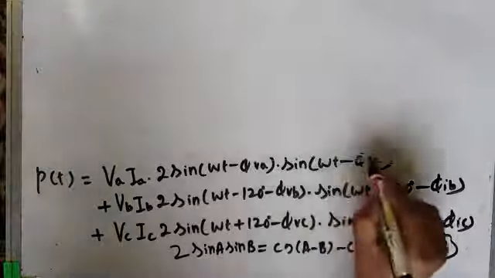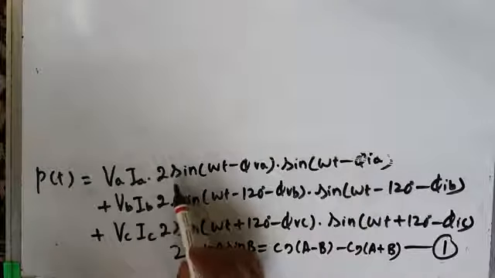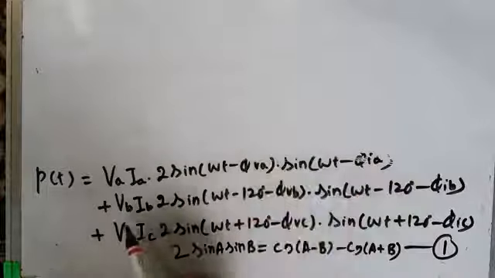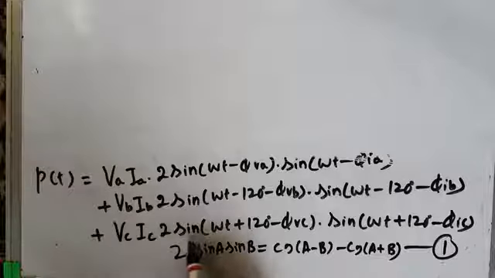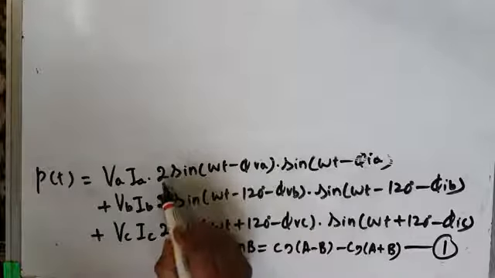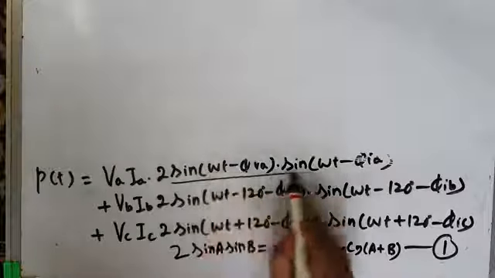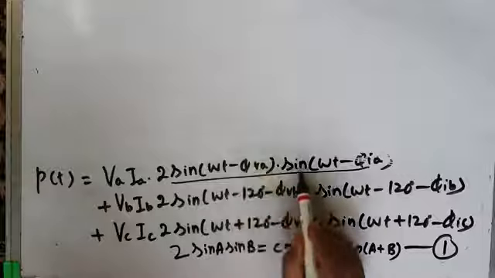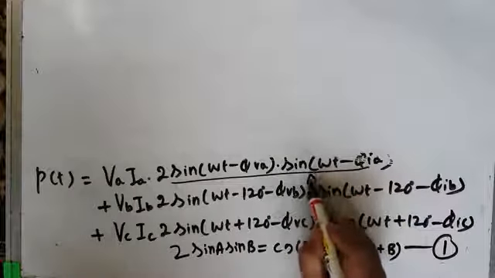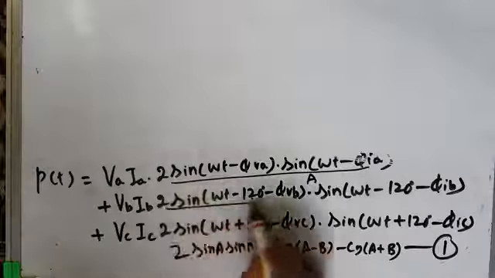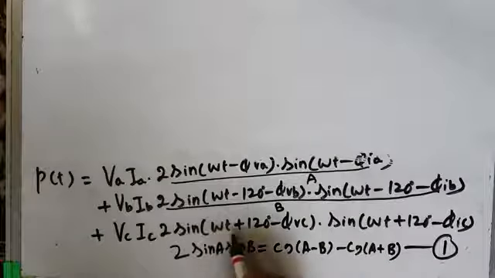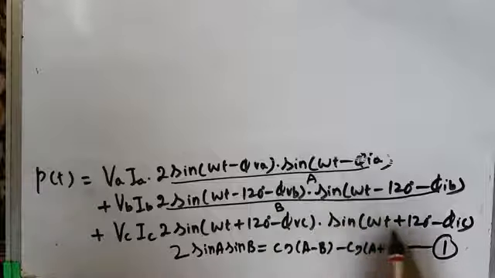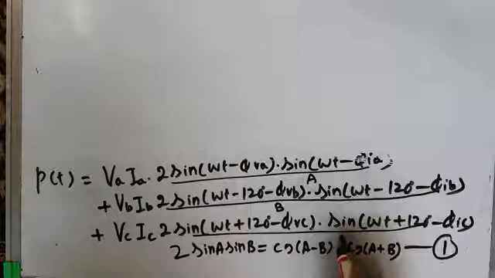And let us do one thing. As far as the first term of equation 1 is concerned, it is VAIA multiplied by 2 sine A sine B. Then plus second term is VBIB multiplied by 2 sine A sine B. Then third term is plus VCIC multiplied by 2 sine A sine B. Now this term, 2 sine of omega t minus phi VA into sine of omega t minus phi IA, let us call this term A. Similarly, the trigonometric term in the second term, let us call this B. And this 2 sine of omega t plus 120 degrees minus phi VC into sine of omega t plus 120 degrees minus phi IC, let us call this C.